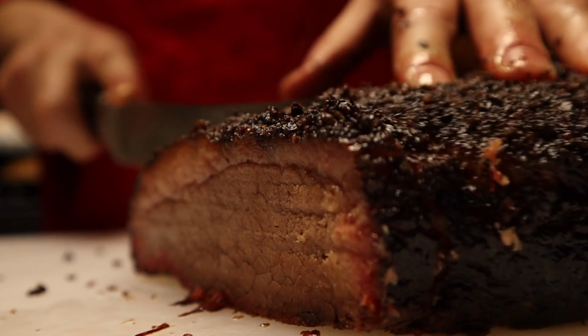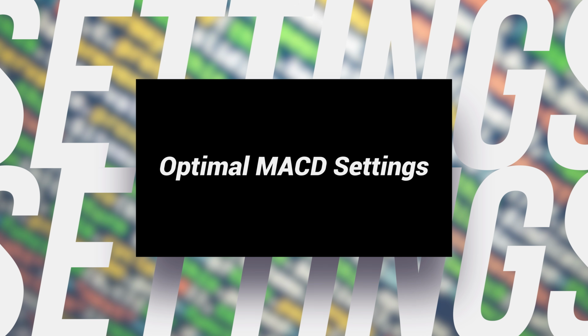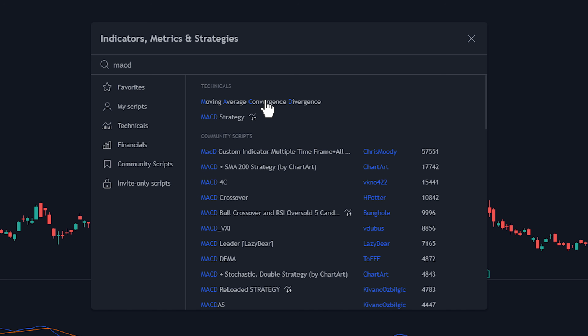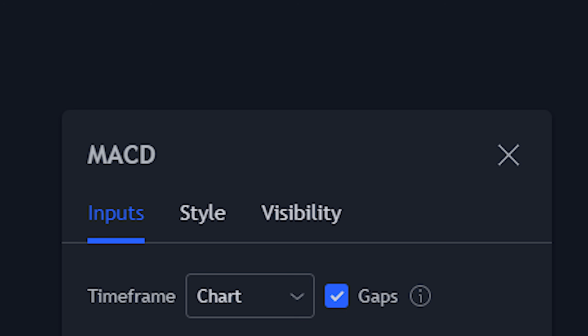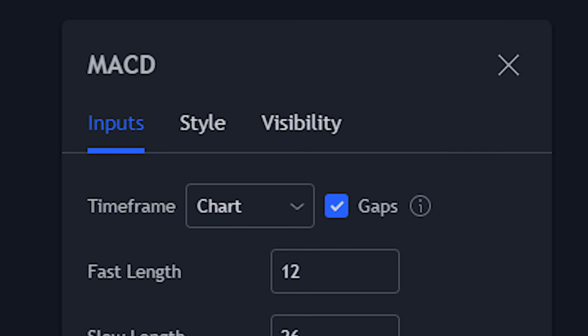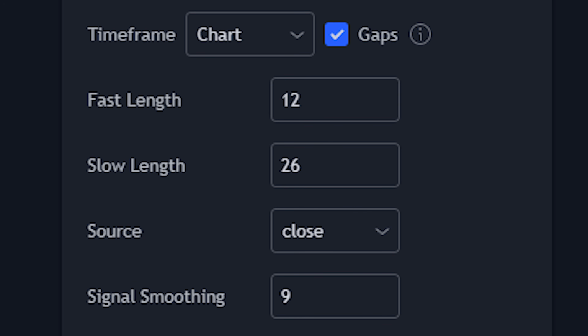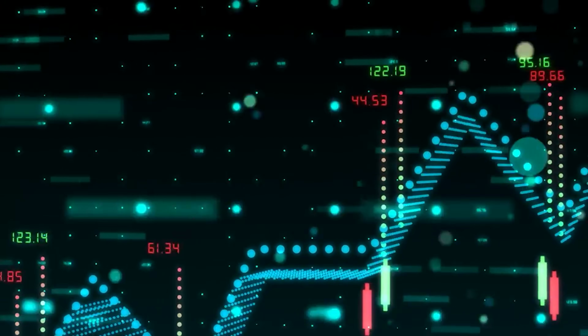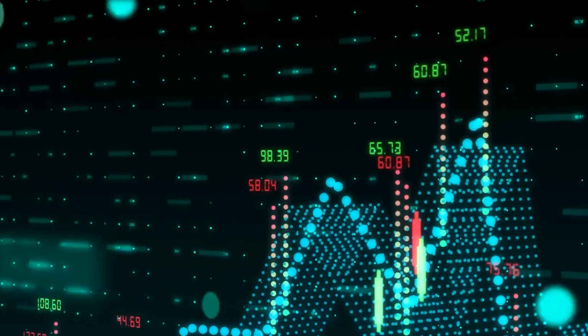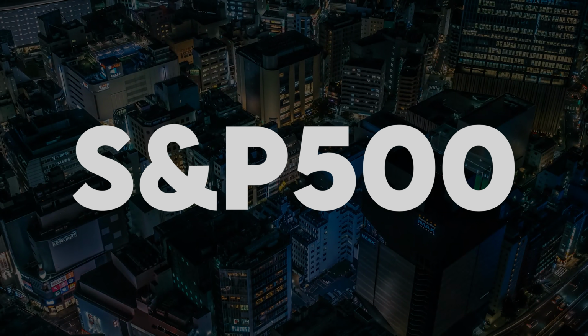Next, we move on to the juicy part. The best optimal settings for MACD. When you first add the MACD to the chart, usually the default settings are as follows: 12 for the fast length, 26 for the slow length, and 9 for the signal smoothing. I decided to put all my knowledge aside and see what the best settings are statistically based off the past history. For this part, I'm only going to be testing the S&P 500.